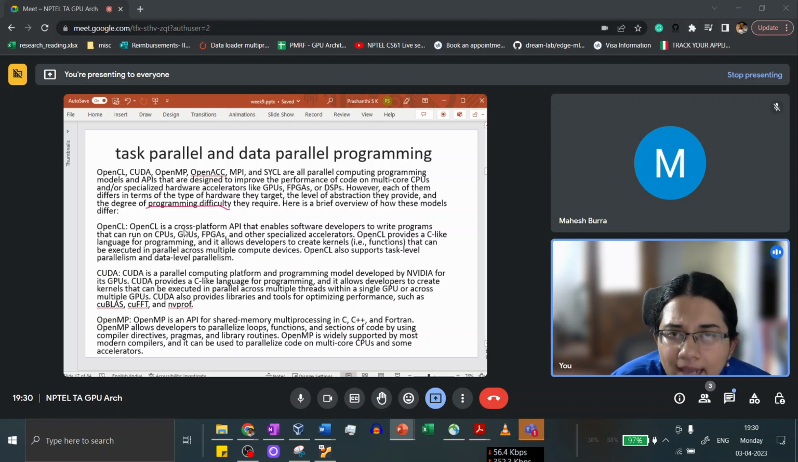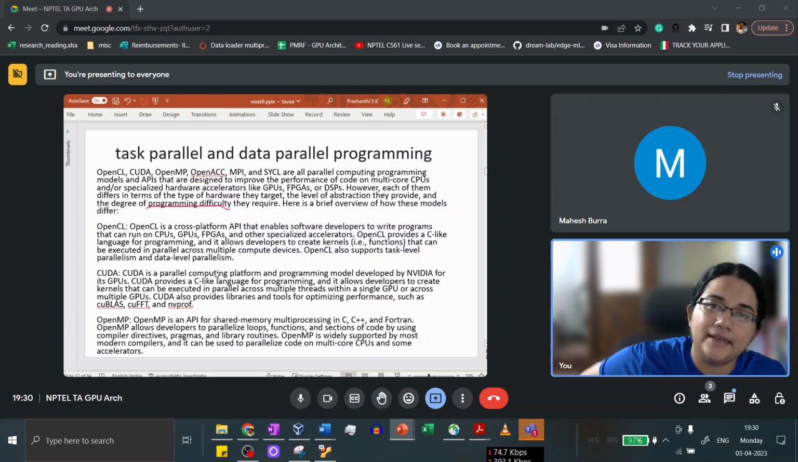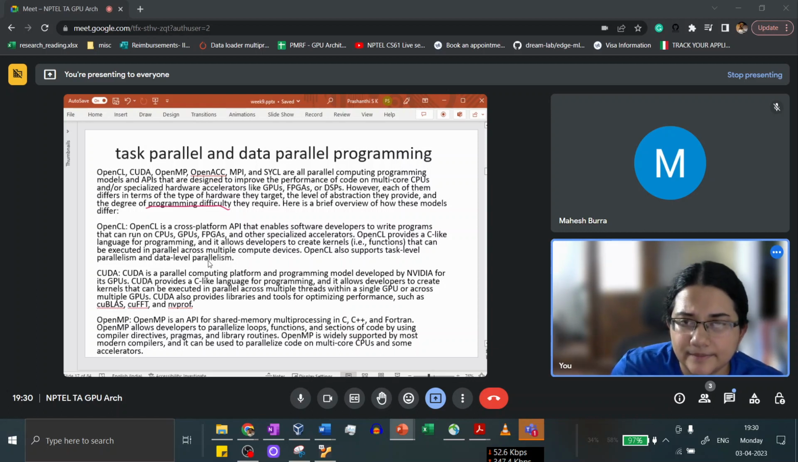So OpenCL, as we've studied, is a cross-platform API that enables software developers to write programs that can run on CPUs, GPUs, FPGAs and other accelerators. It provides a C-like language for programming and allows developers to create kernels that can be executed in parallel across multiple compute devices. OpenCL also supports task level parallelism and data level parallelism. So I think this part is clear since we've already studied OpenCL.